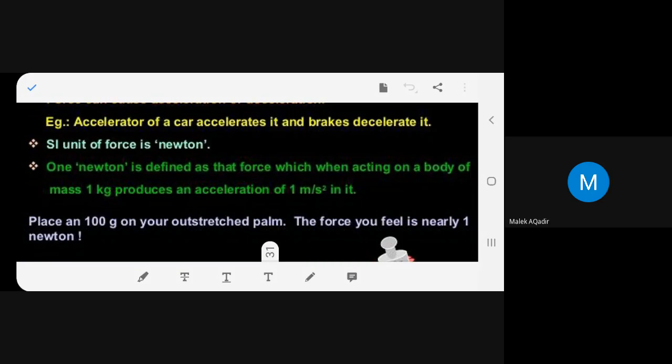Example: a car accelerates with acceleration and brakes decelerate it. Okay. Now you understood? Yes. SI unit of force is Newton. We know Newton. 1 Newton is defined as that force which when acting on a body of mass 1 kg produces an acceleration of 1 meter per second square. Now, beta, just read it properly. Yes. 1 meter per second square.